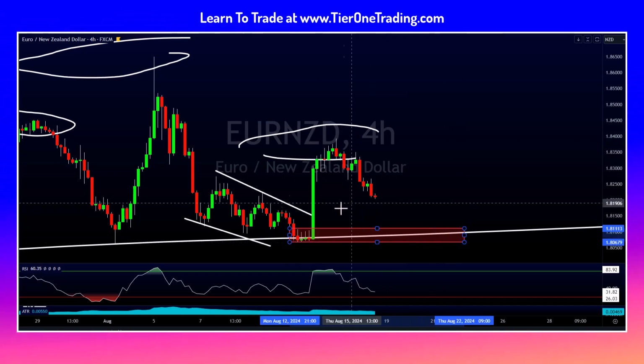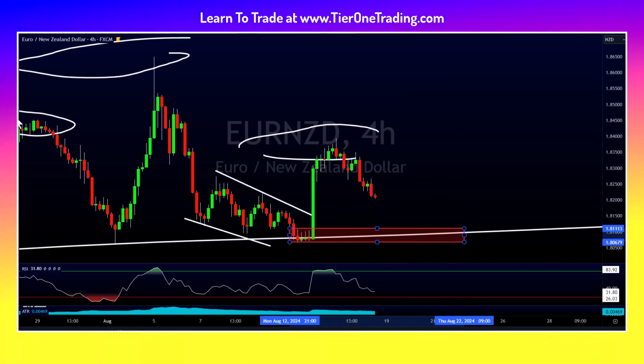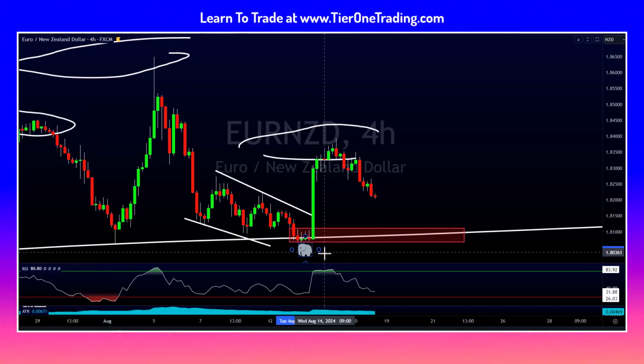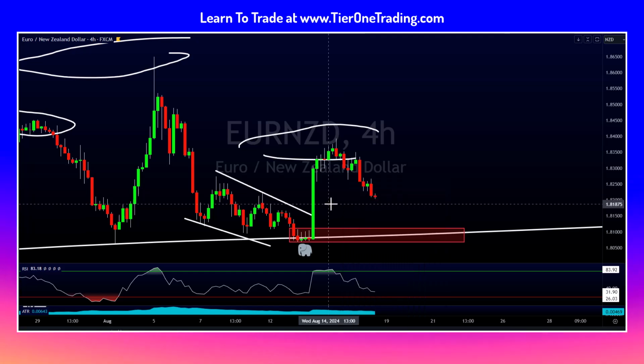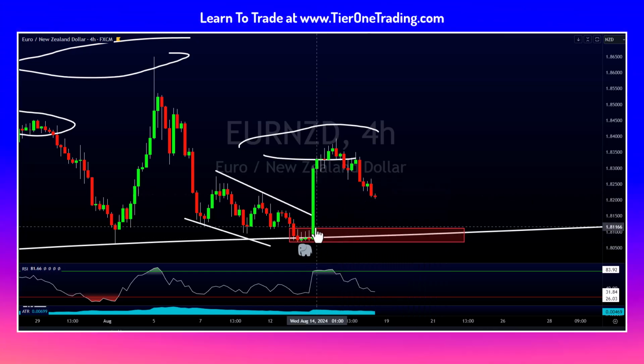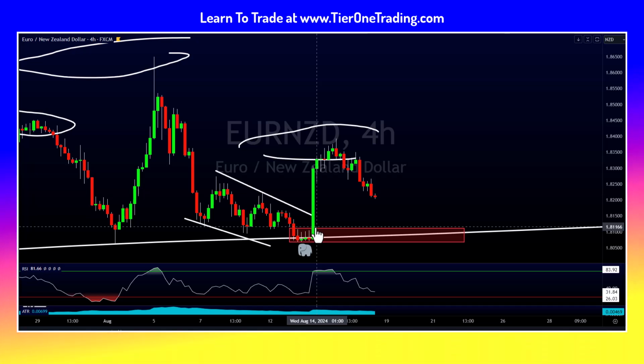Some people look at this as supply and demand. I just like to call it the elephant zone because I think it's cooler that way, and I get to use an elephant emoji. But you guys know my style, right? Look for the consolidative period before the elephant zone. I got taught that a long time ago. I feel like I've been doing this too long.